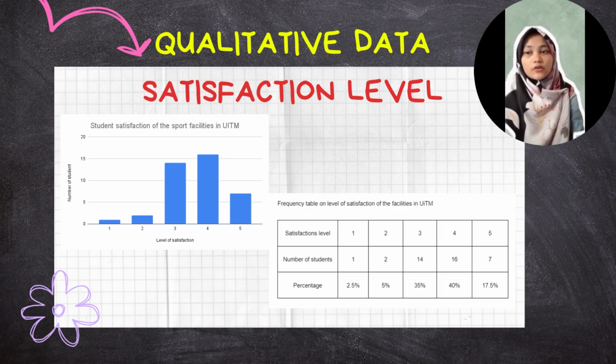The frequency table here elaborates that the number of students that choose level 1 is only 1, for level 2 is 2, for level 3 is 14 people, for level 4 is 16 people, and for level 5 is 7 people. The percentage for level 1 is 2.5%, for level 2 is 5%, for level 3 is 35%, for level 4 is 40%, and lastly for level 5 is 17.5%.